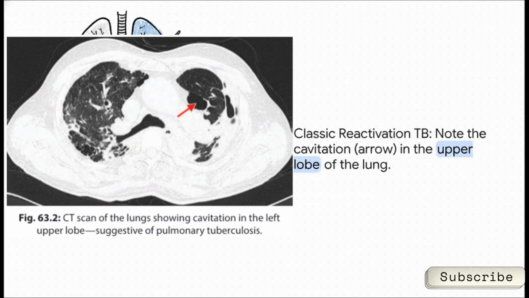And boom, this CT scan is a perfect picture of what we were just talking about. This is exactly what we're looking for in reactivation TB. You see that arrow? It's pointing to a cavity, a literal hole, in the upper lobe of the lung. This happens because the reactivated bacteria are just thriving in all that oxygen, destroying the lung tissue.